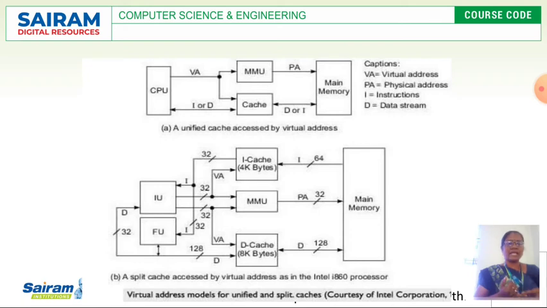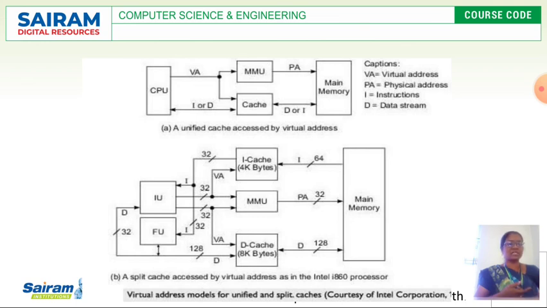Here, the I cache is there and the D cache is also there. The D cache has 8 kilobytes of memory, and the I cache, the instruction cache, has a capacity of 4 kilobytes. IU is nothing but integer unit and FU is nothing but floating point unit. From the processor side, both the integer unit and the floating point unit map the corresponding virtual address to the I cache and D cache, and it is also given to the MMU for the further conversion of virtual addresses into physical addresses.